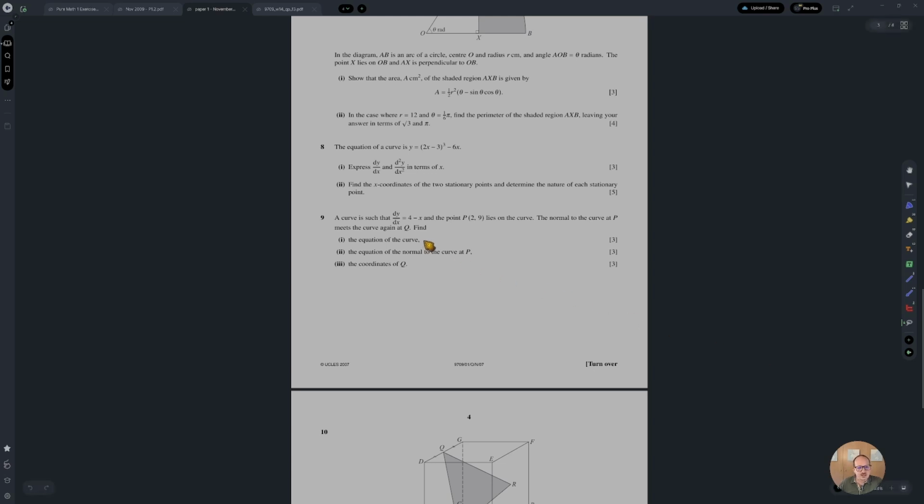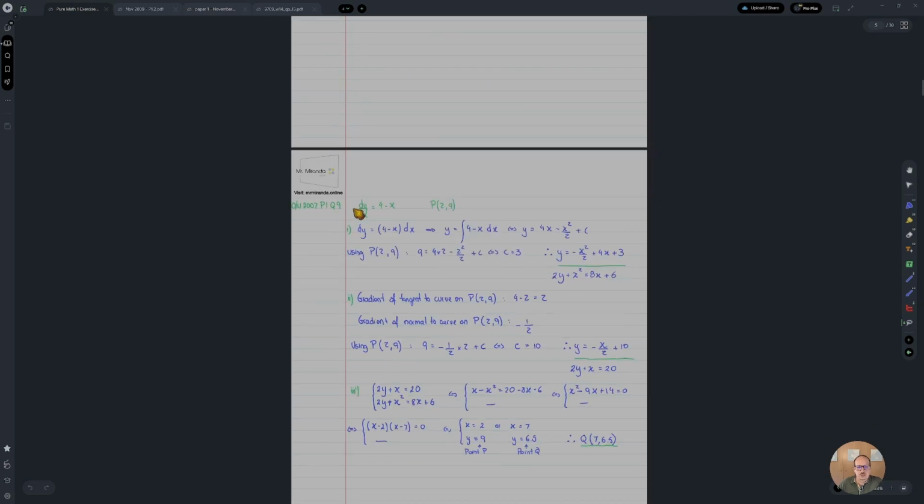So this is just the same as the question before. Then the equation of the normal to the curve at point P, and then the coordinates of point Q. Okay. So let's look at the expression. We just have to integrate this to get the expression for y. Very simple to integrate. Here it is, the general solution. Use point P (2, 9) to get the value of c. Substitute c by 3, and you get the final equation of the curve, here written without the denominator.